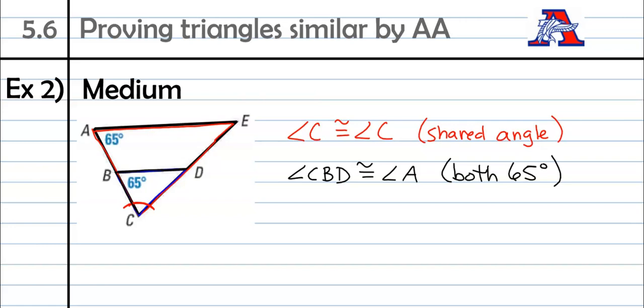At that point, we're ready to write our similarity statement. So we can say by angle, angle, triangle CBD is similar to triangle. We want to go in that same order. I went around this way, so I want to do the same thing: CAE. And we are done with that one.